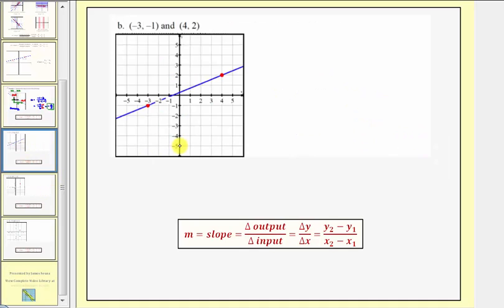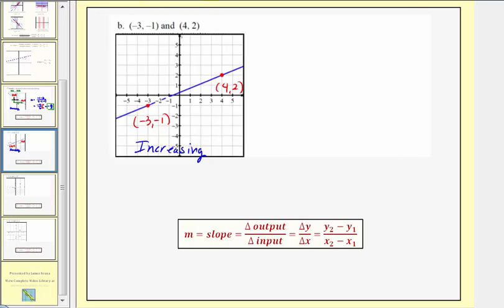For example B, we have the same question. Find the slope of the line passing through the given 2 points. Again, I've already plotted the 2 points and sketched the line, where here we have coordinates negative 3, negative 1, and here we have 4, 2. Notice how the line is going uphill from left to right, which means the linear function is increasing, and therefore the slope will be positive.